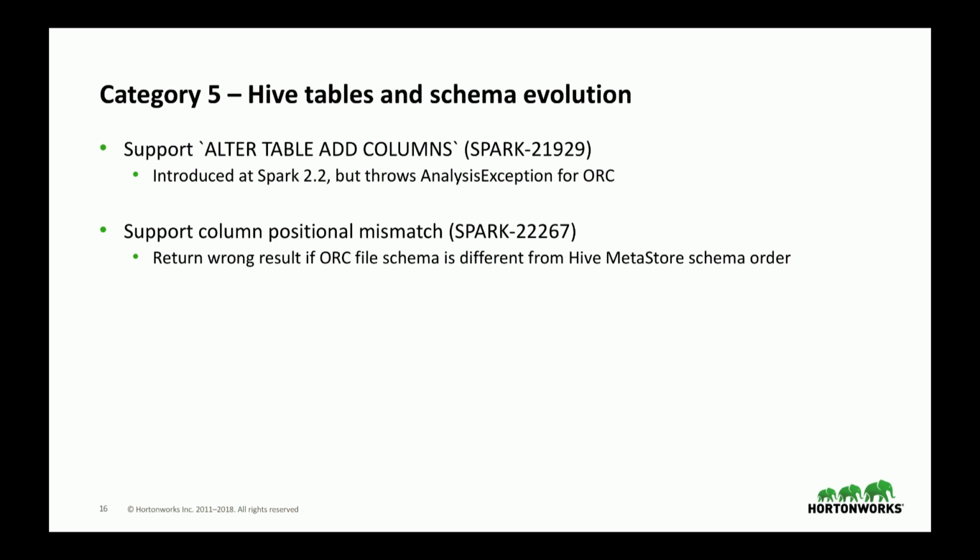So it is also resolved. Now alter table add column is supported for ORC without any problem. And the other thing is the column position. The ORC file has a file schema, and there is a Hive metastore schema. There are two schemas. Sometimes the two schemas are different because the user changed the column order in the Hive metastore. So every column exists with the same name, but the ordering is different. In that case, previously Spark returned the wrong result. This is one of the schema evolution issues.